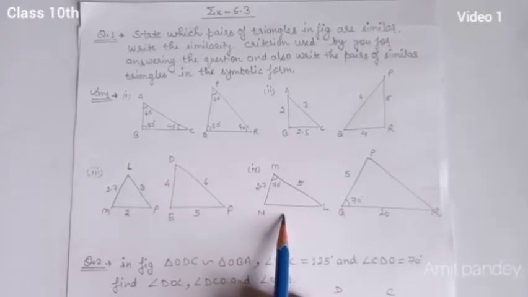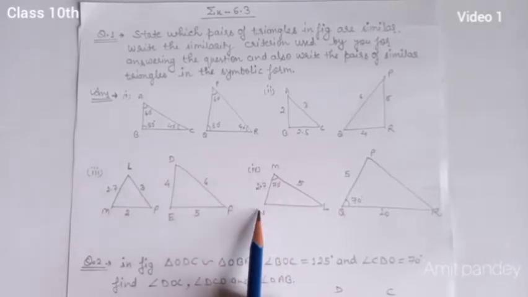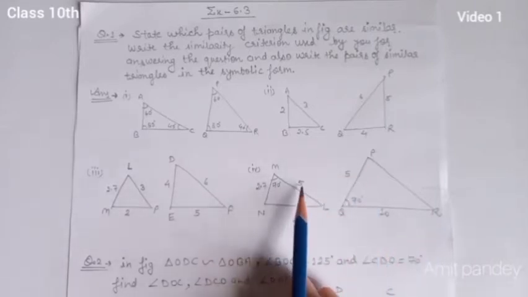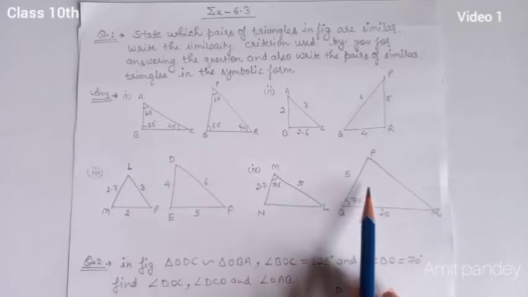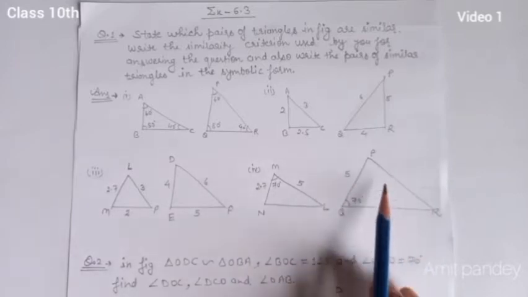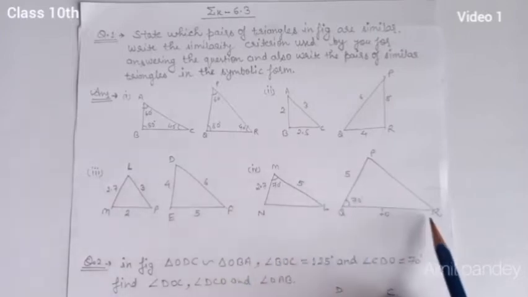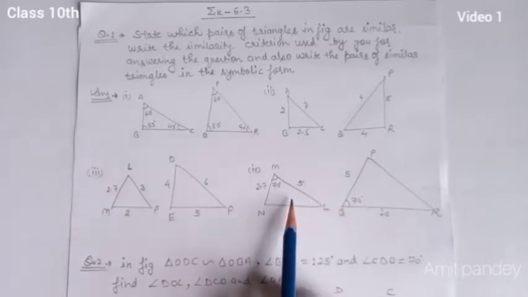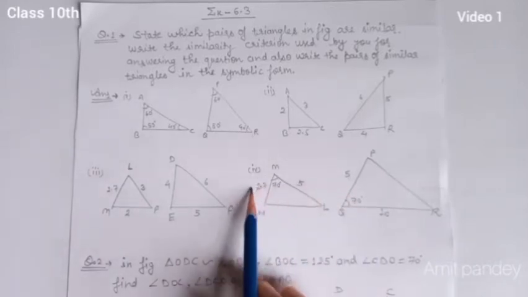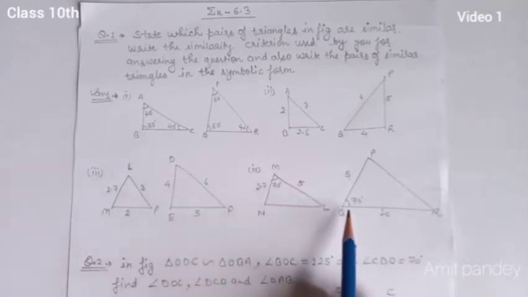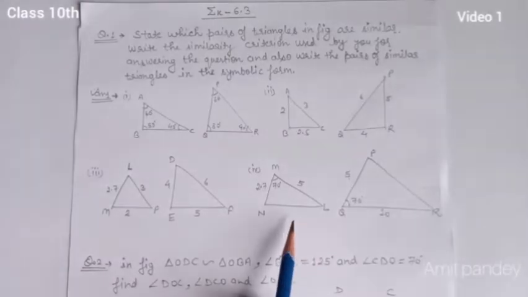Here in part 4, you can see two triangles, MNL and PQR. Here the angles and sides are given. MN is 2.7, ML 5, and the angle is 70. In a similar way here PQ is 5 and QR 10, but the angle is 70. Now you can check that one angle is equal in both triangles. Let's see if the other sides are in equal ratio. No, because 5 to 5, okay, the ratio is 1, but here 2.7 and 10, the ratio is not equal. No. So students, the third part and fourth part are not similar. In a similar way you can do the fifth and sixth parts of this question.